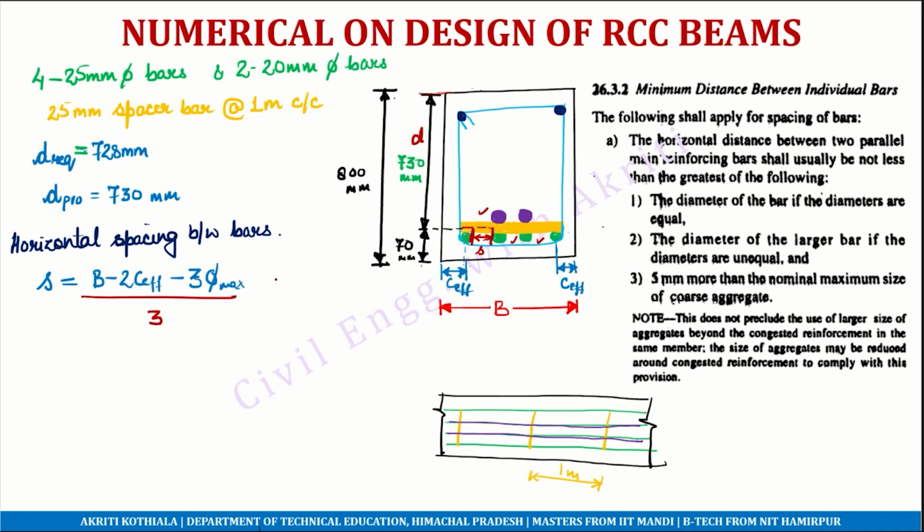This calculates to be equal to 58.3 mm, which satisfies the value of 25 mm from the maximum diameter bar, and the nominal maximum size of coarse aggregate plus 5 mm is also equal to 25 mm. So this is being satisfied here.